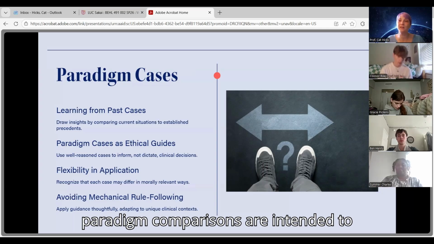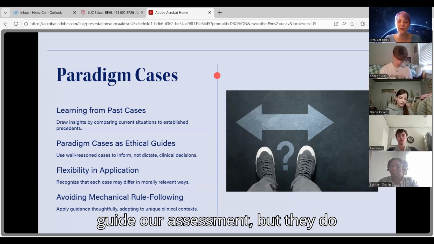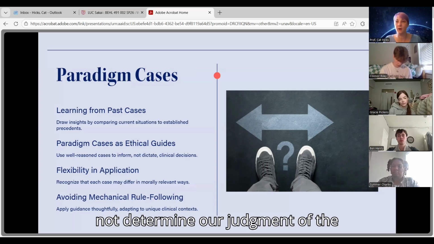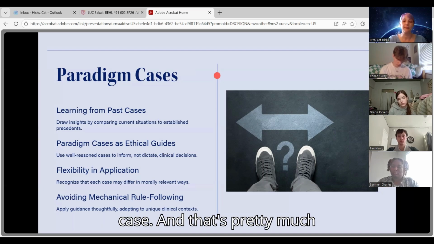So paradigm comparisons are intended to guide our assessment, but they do not determine our judgment of the case.